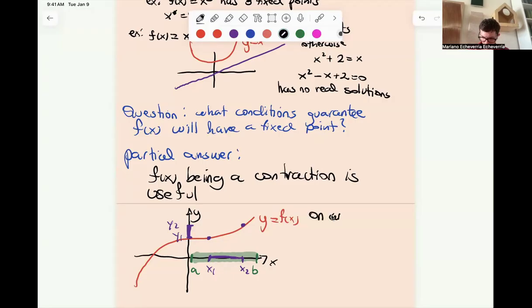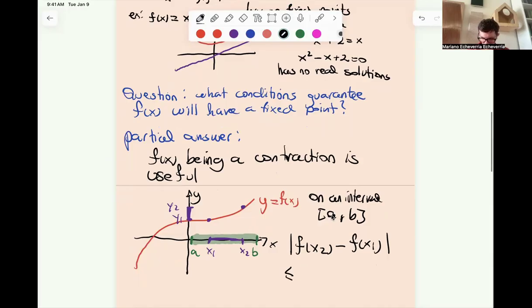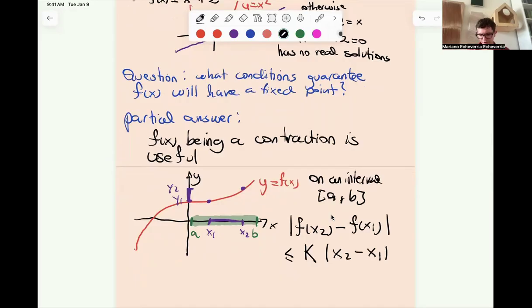on an interval [a, b]. What you have, and remember distance can be measured in terms of absolute value, is f of x2 minus f of x1 is less than or equal to a constant times the absolute value of x2 minus x1, where k is some positive constant less than 1.